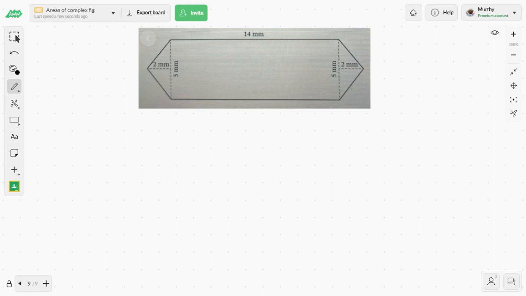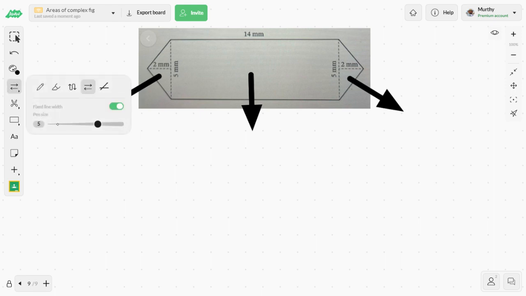Okay. Now, let's see how to find the area of this figure. I see that this diagram can be split into 3 parts. One is the rectangle in the middle, and the second one is a triangle part, and the next one is another triangle. So I divided this one into 3 portions.